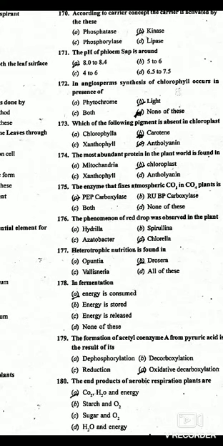174, the most abundant protein in the plant world is found in option B, chloroplast. 175, the enzyme that fixes atmospheric CO2 in C4 plants is option A, PEP carboxylase. 176, the phenomenon of red drop was observed in the plant, option D, chlorella. 177, heterotrophic nutrition is found in option B, Drosera. 178, in fermentation, option A, energy is consumed.